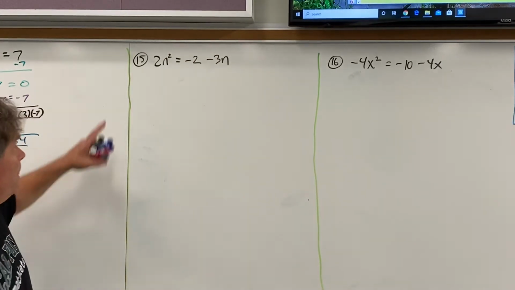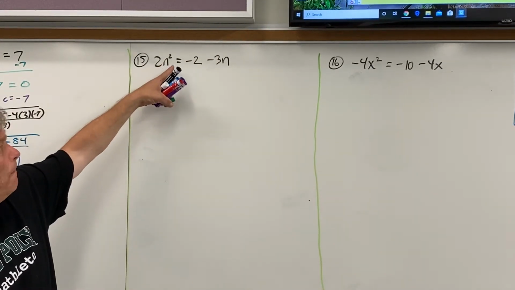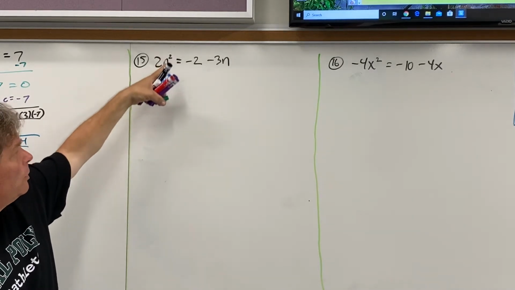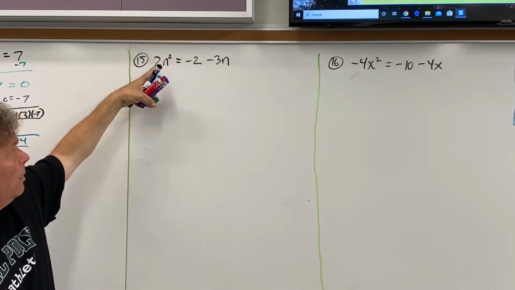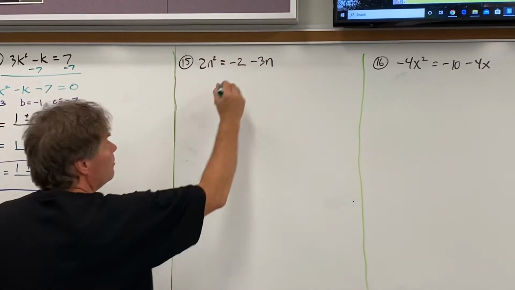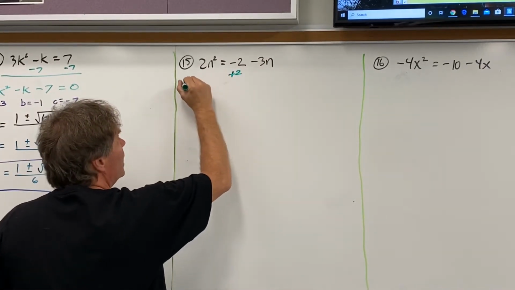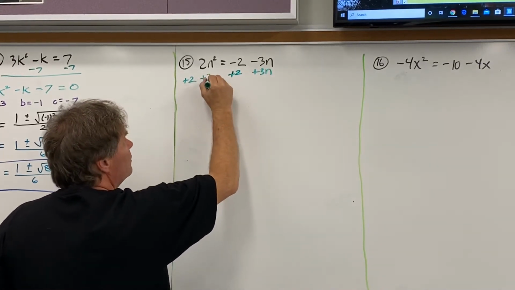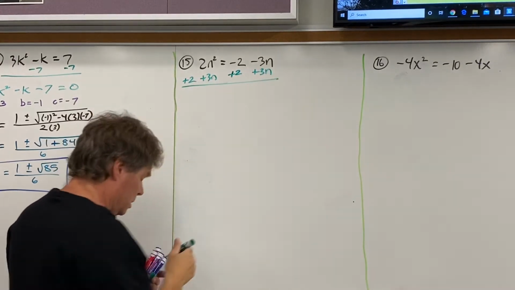Okay, look. Number 15, 2n squared equals -2 minus 3n. Again, my squared term is positive over here. That means I want to wipe out this side over here by adding 2 to both sides, plus 3n to both sides, and here we go.